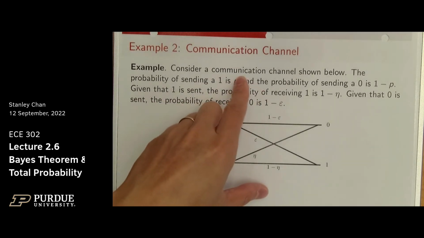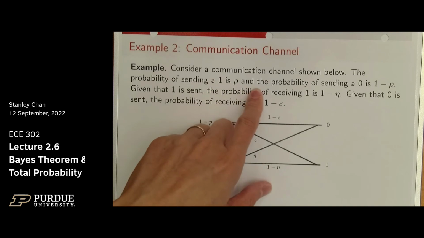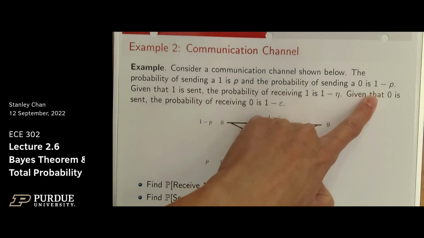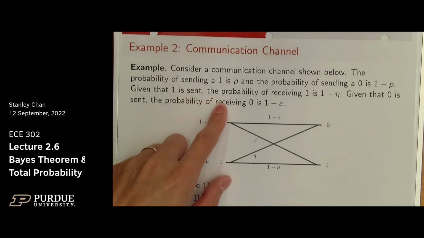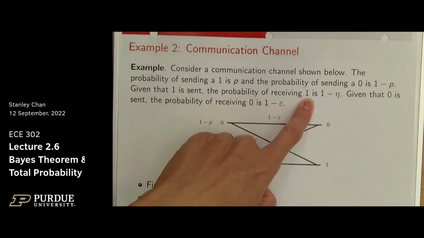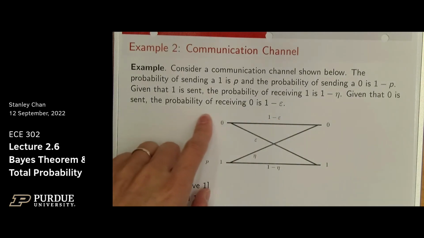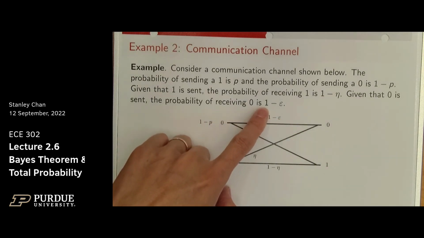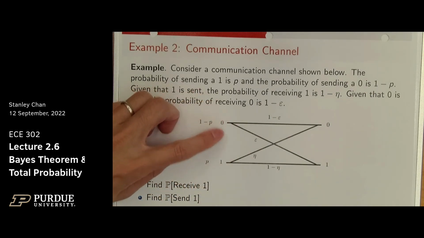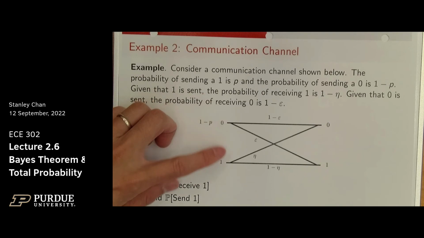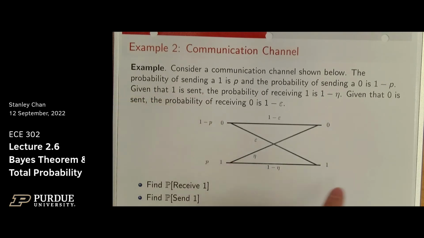You have this communication channel, and then the probability of sending a 1 is p, and the probability of sending a 0 is 1 minus p. Given that a 1 is sent, the probability of receiving 1 is 1 minus eta. Given that a 0 is sent, the probability of receiving a 0 is 1 minus epsilon. Okay, and this diagram is given as follows. You have 0 and 1 at your transmitter side. Then you want to communicate this 1 to the receiver.